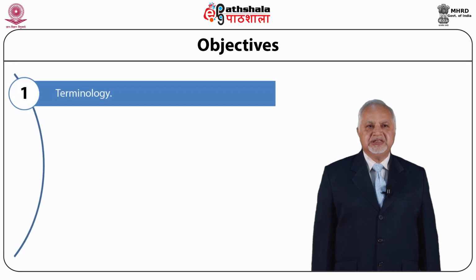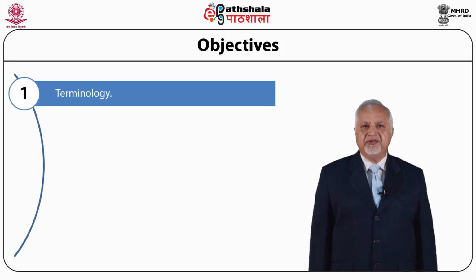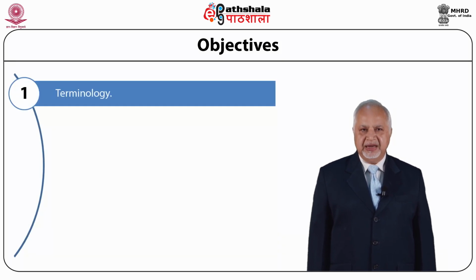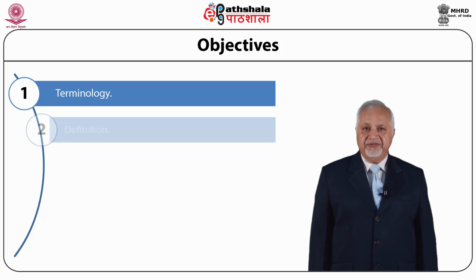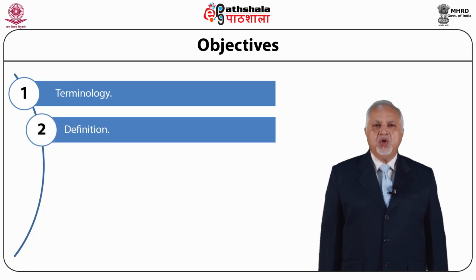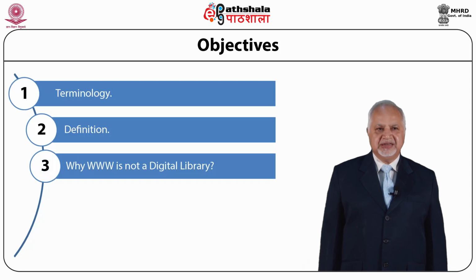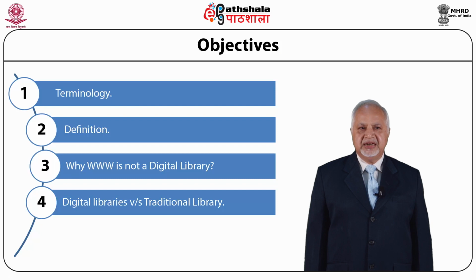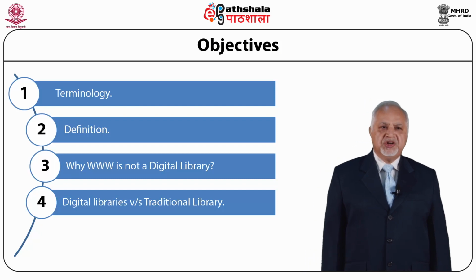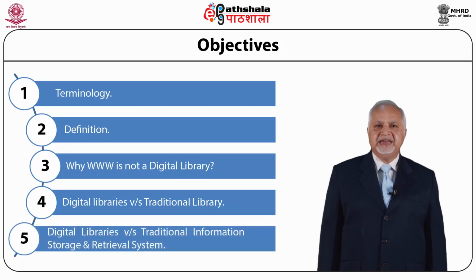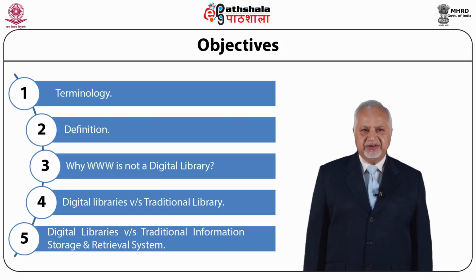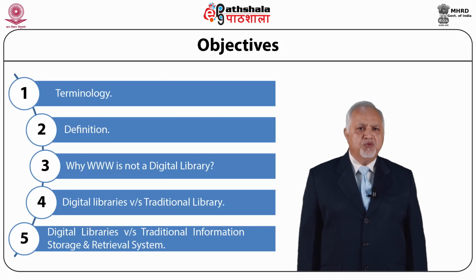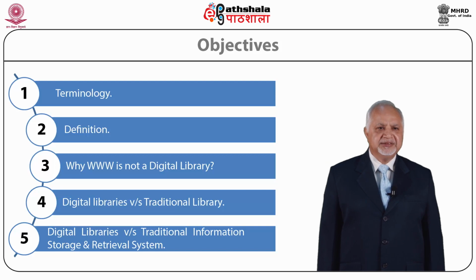The first is technologies that have been used over a period of time to denote the concept of Digital Library. Important definitions of the term Digital Library. Why World Wide Web is not a digital library. Major distinction between digital library and traditional library. We'll be talking about distinguished features of digital libraries and traditional information storage and retrieval systems that have been in vogue for the past 30 years.